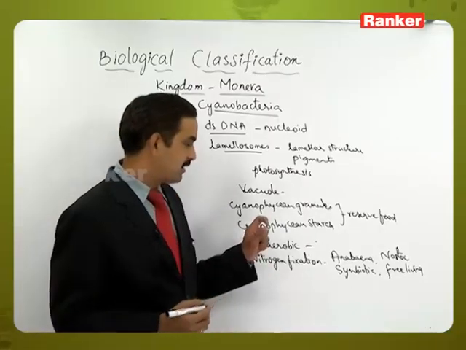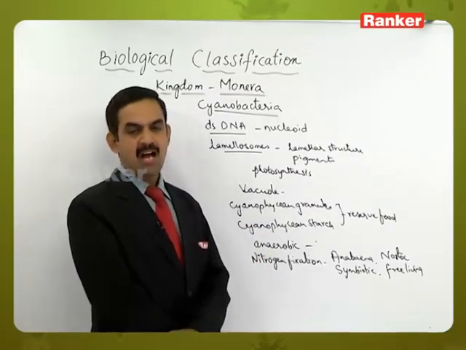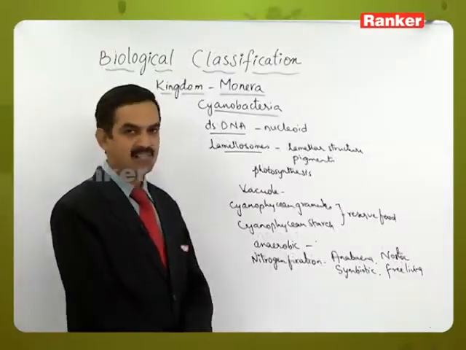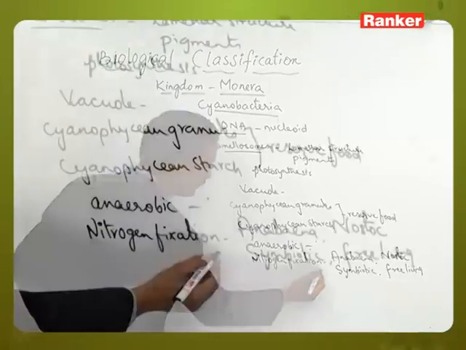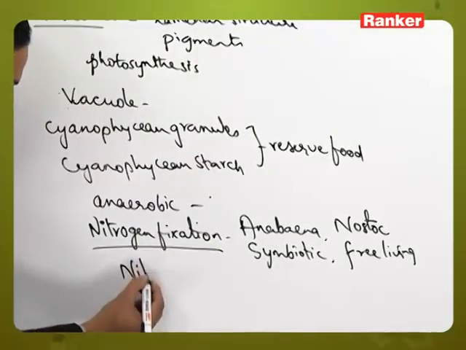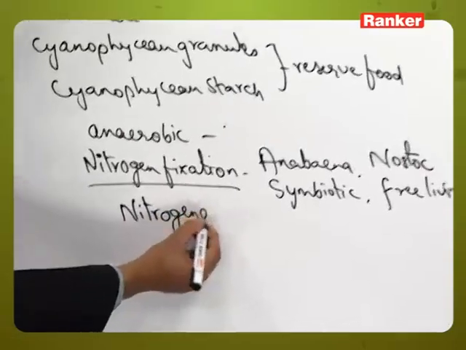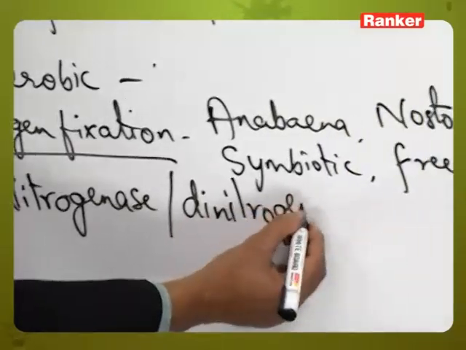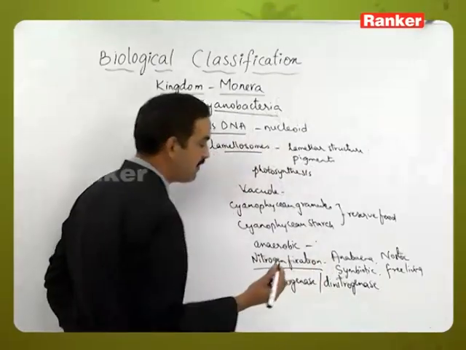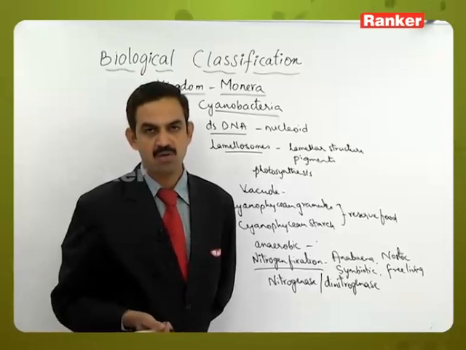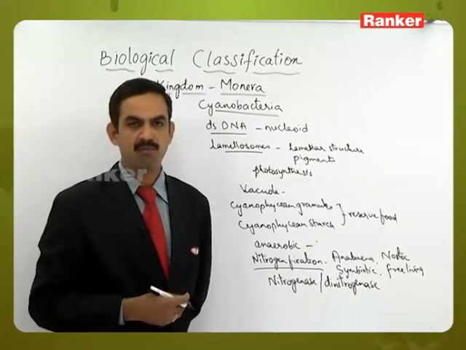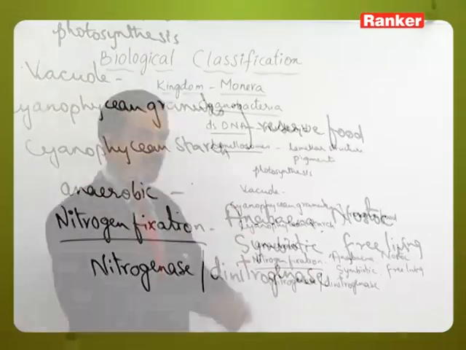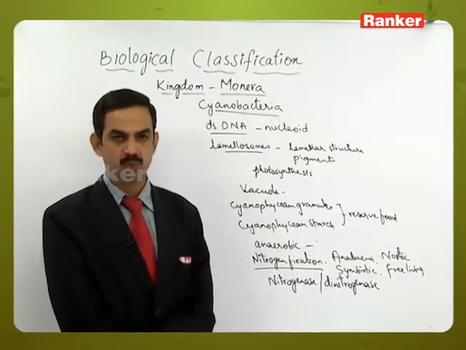What is the significance, despite the prokaryotic and microscopic nature? Why are they able to perform this nitrogen fixation? They have a special enzyme called nitrogenase, or we can call it dinitrogenase. This enzyme is responsible for the conversion of molecular nitrogen into a useful, available form of nitrogen, which is provided to the higher plants in which Anabaena and Nostoc are in a symbiotic association.